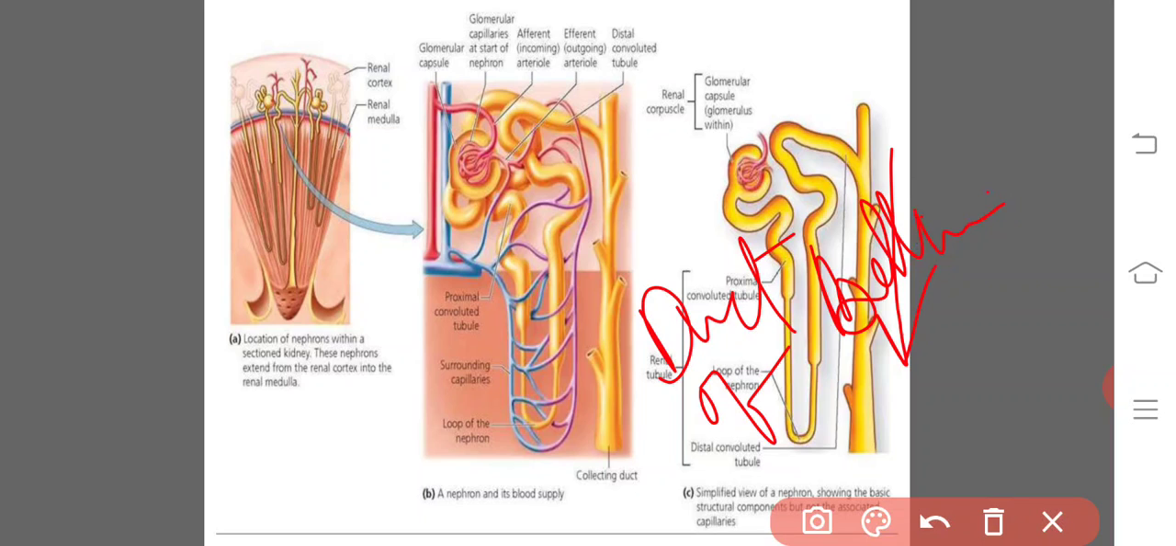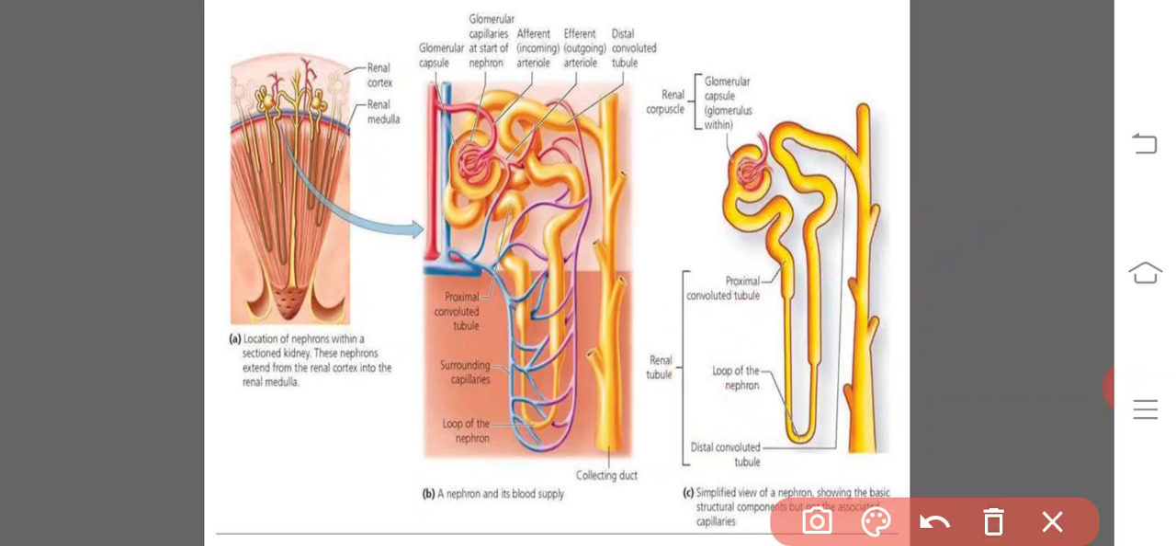The renal papilla opens into the calyx. The calyx opens into the pelvis, and the pelvis opens into the ureter. The ureter goes into the urinary bladder. So this is all about the renal tubule.